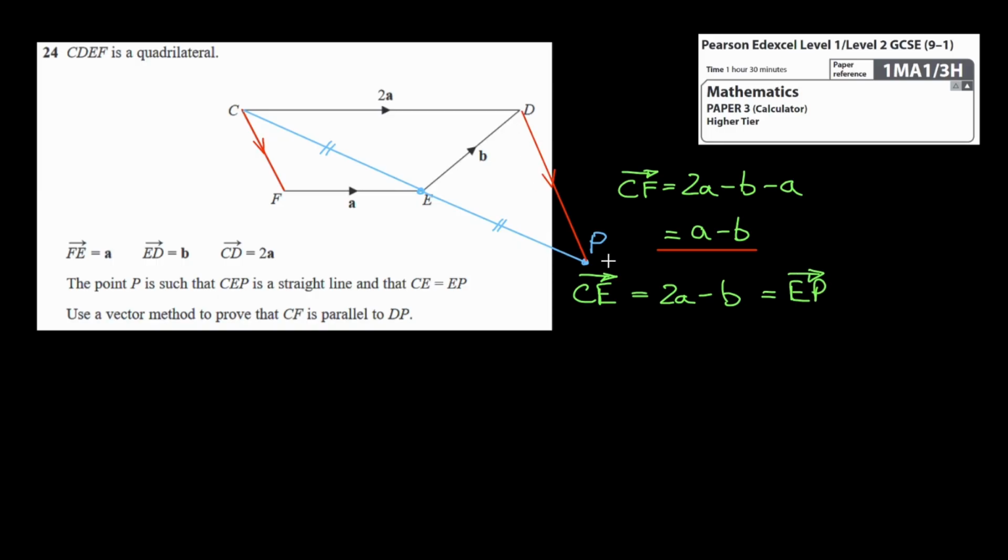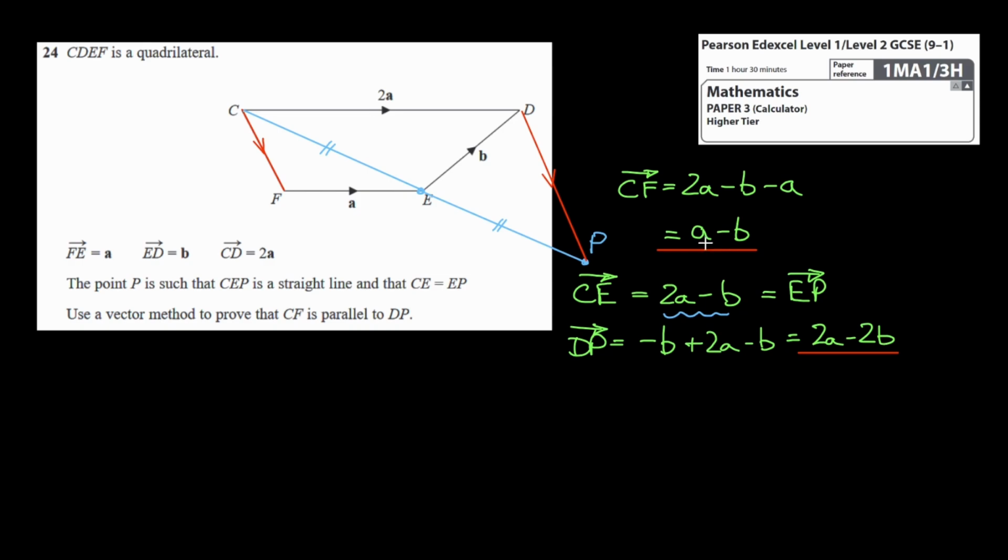So now I can travel along DP because I can say that DP is equal to negative B plus the vector we've just worked out. So this is plus 2A minus B. Pulling the B's together, we get 2A minus 2B. And that's the second important result.